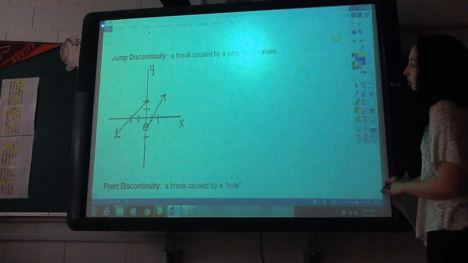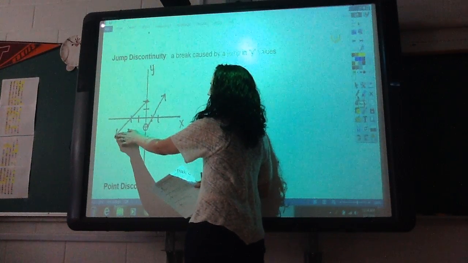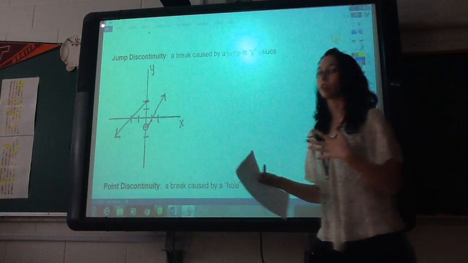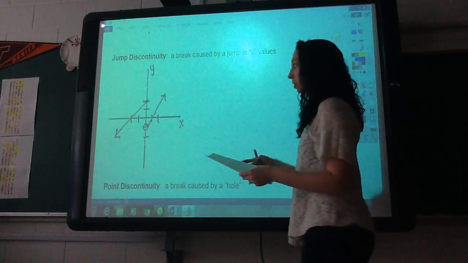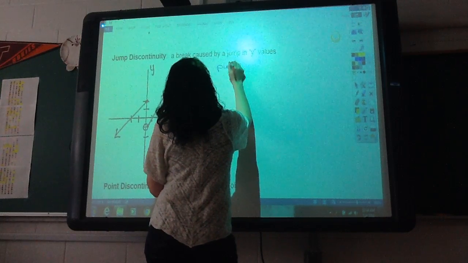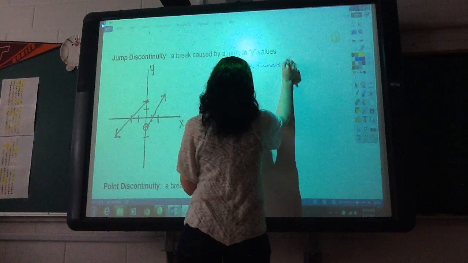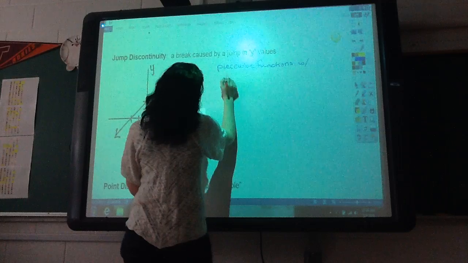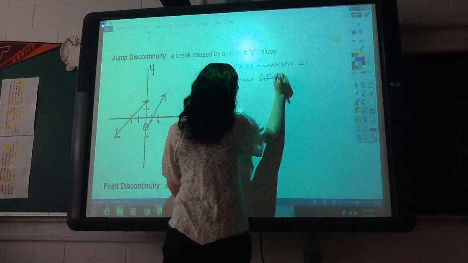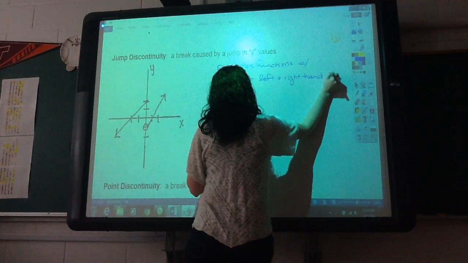The next type of discontinuity is called a jump discontinuity. As you can see by the picture over here with the graph, you've got a line going up to here, and then it just jumps to a completely different line and picks up like they were never meant to be connected. That happens quite frequently when you deal with piecewise functions. So these you'll see with piecewise functions with different left and right hand limits.